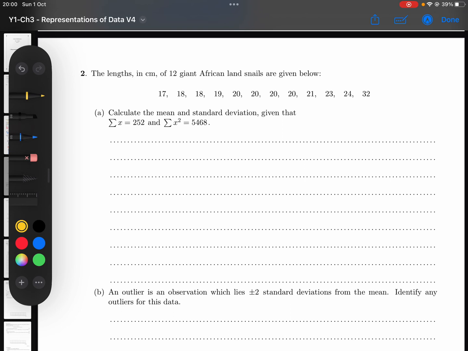Okay, well, let's recall two formulas. The first we have to learn off by heart: x bar is the sum of all the x values divided by the size of the data, the number of data points n. The second formula is given in our formula book. The standard deviation sigma is the square root of sigma x squared over n minus the mean squared, square rooted.